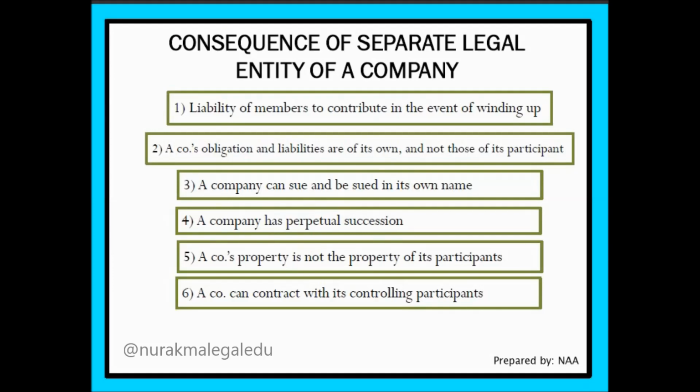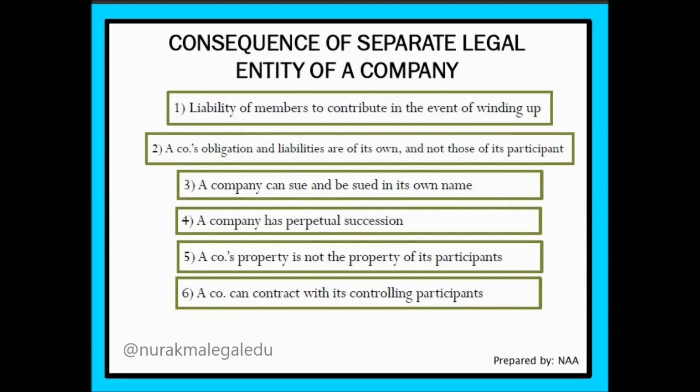A synopsis of the consequences or effects that we are going to learn. Altogether, there are 6. Firstly, liability of members to contribute in the event of winding up. Are the shareholders or members responsible for the company's liabilities? Secondly, a company's obligations and liabilities are its own and not those of its participants, meaning the company will be fully responsible for the obligation and liability. Third, a company can sue and be sued in its own name, which we have discussed just now. Fourth, a company has perpetual succession, jangka hayat dia sendiri.